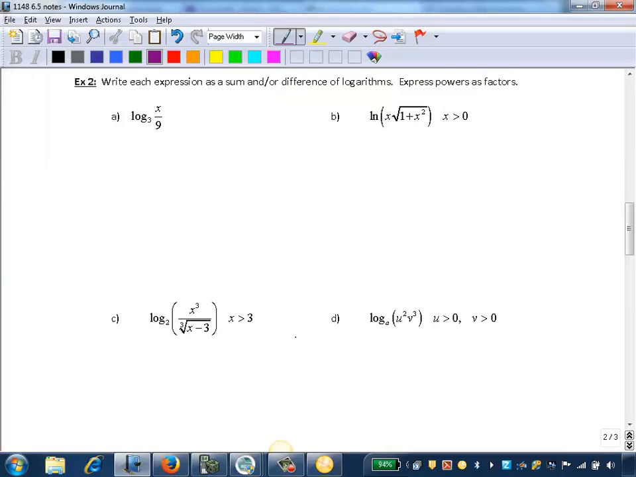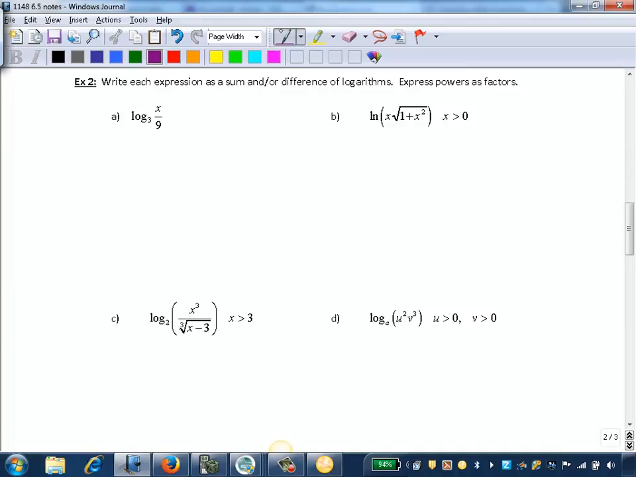In this example, we're asked to write each expression as a sum and/or difference of logarithms, and we're asked to express powers as factors. So first we want to identify and look at all of these problems. They're giving us an expression with one log, and we're asked to split it into a sum and/or difference.